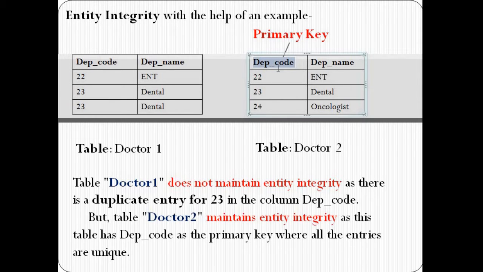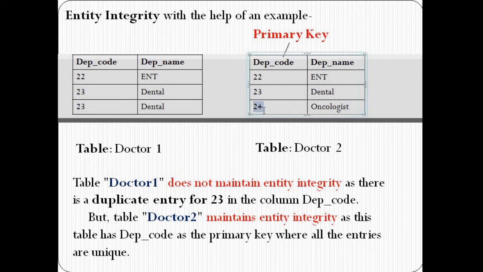Since it's a primary key column, this column can uniquely identify every row or every record in the table Dr. 2. The column DEP code with the entry 22 uniquely identifies the first row, that is this one. Similarly, the entry 23 for DEP code uniquely identifies the second record, that is this one.